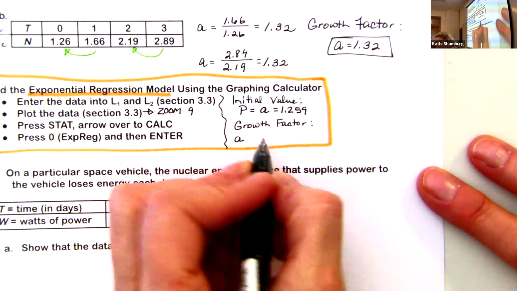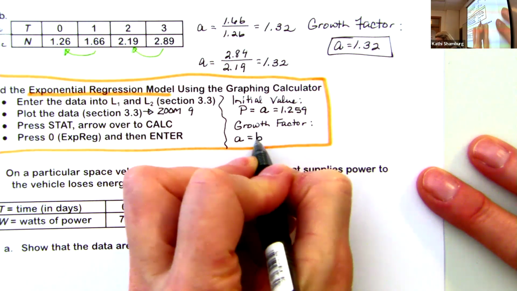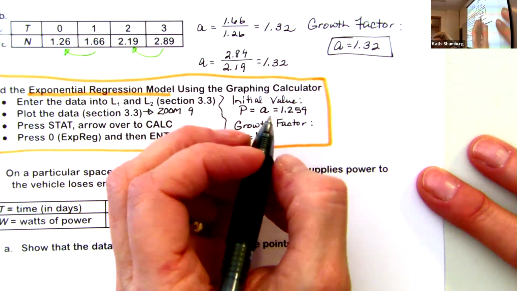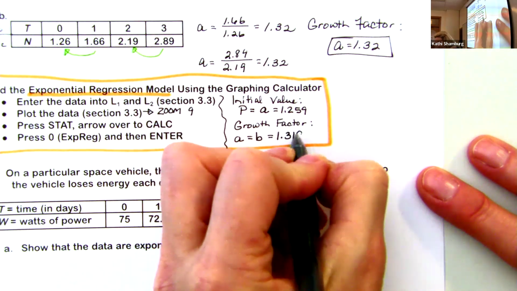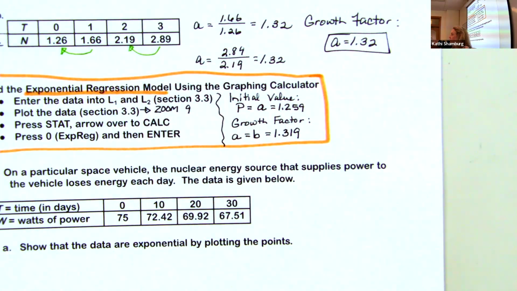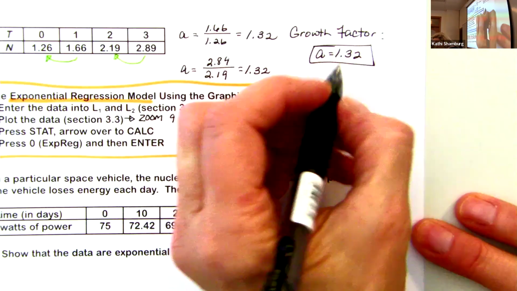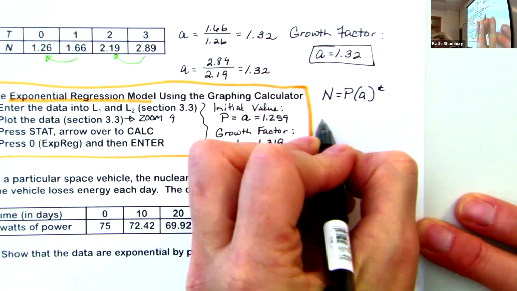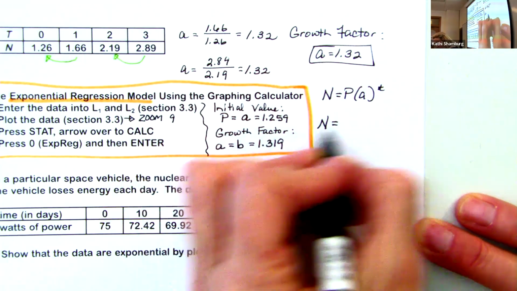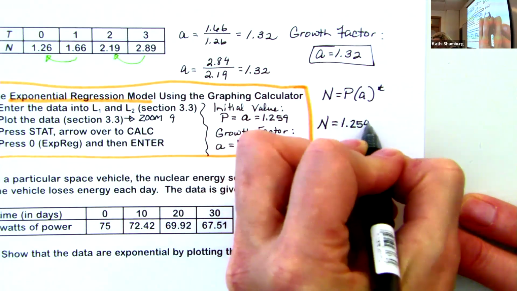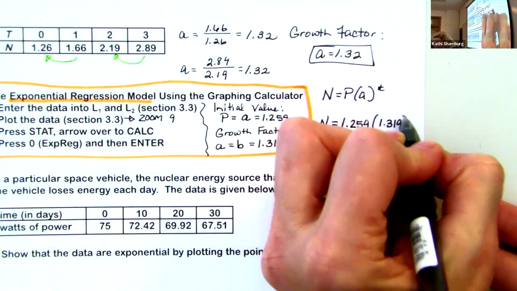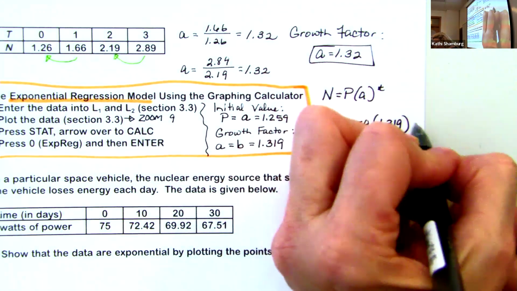Okay, so then the growth factor that we call A, the calculator calls B, which rounded is 1.319. Everybody besides 1 is okay on this? Okay, so now I can put these values into our exponential model. So my function n would equal the initial value 1.259 times the growth factor 1.319 raised to our exponent t.